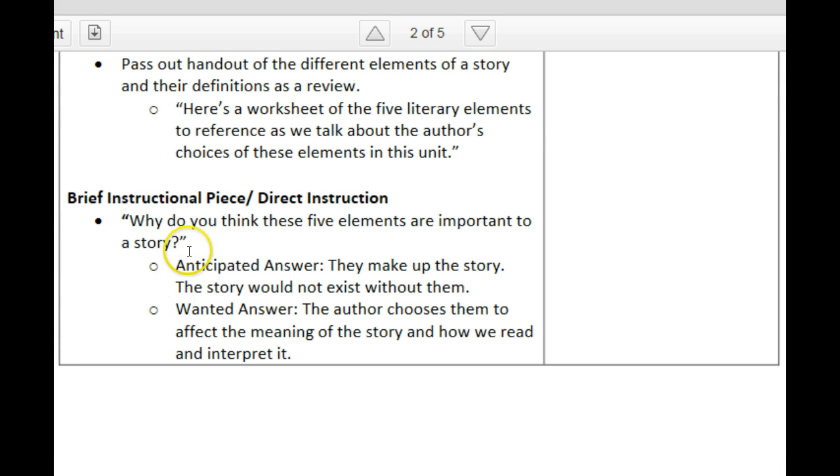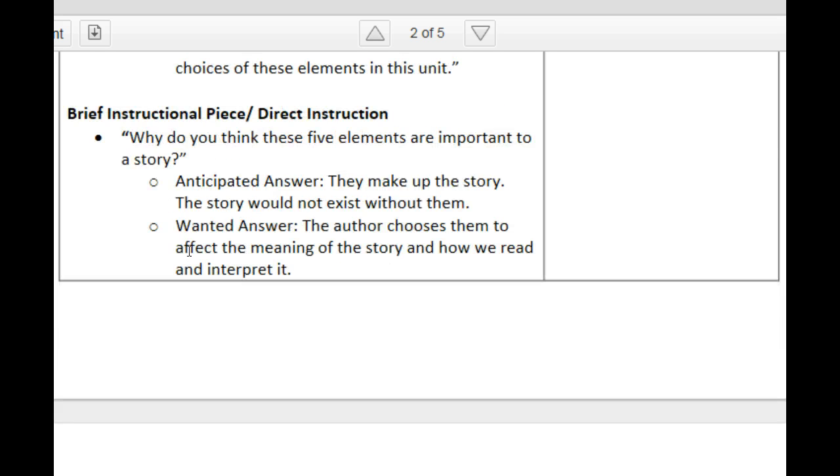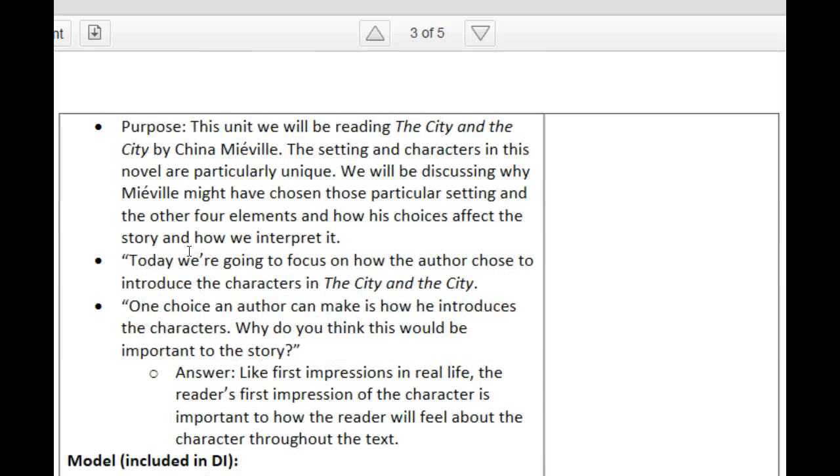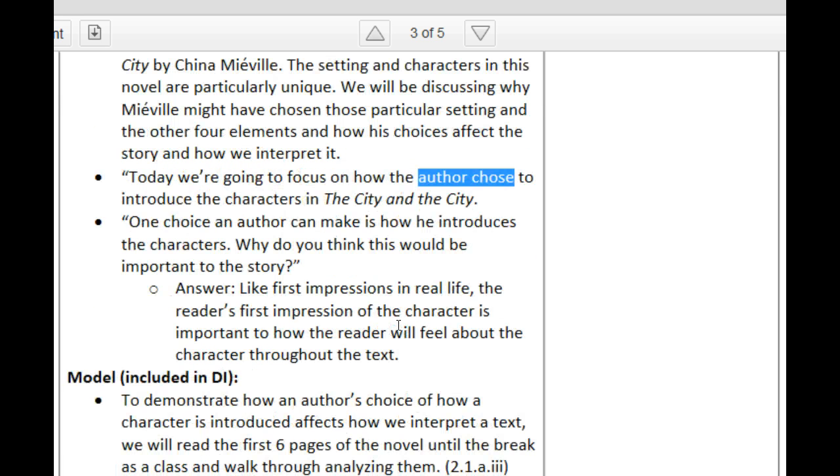So good. I love that you're doing questions, right? Here are the elements, read them over. What do you think? Why are these author choices important to a story? You asked them to think instead of telling them. I love it, okay? Anticipated the answers. Perfect. Again, we're focusing on choice, right? We're going to focus on how the author chose to introduce the characters, right?